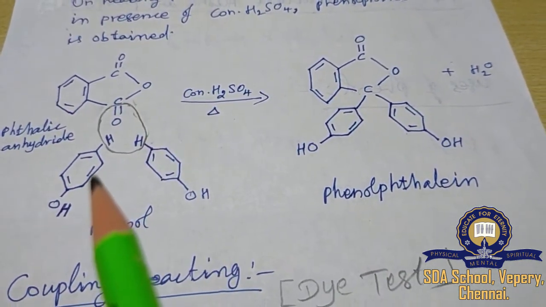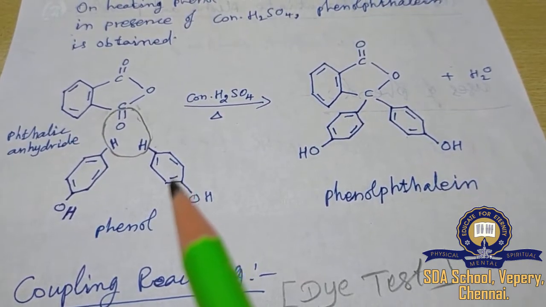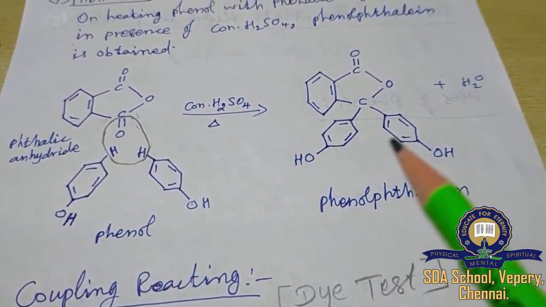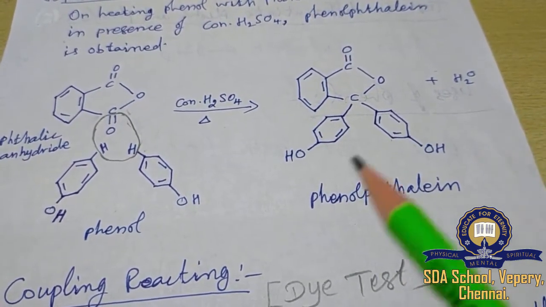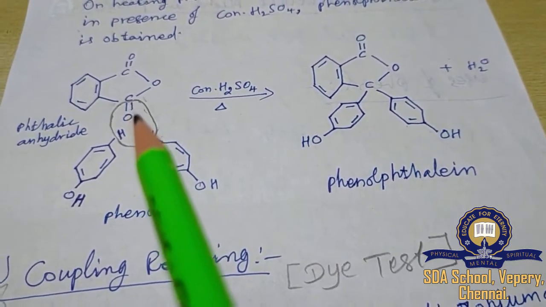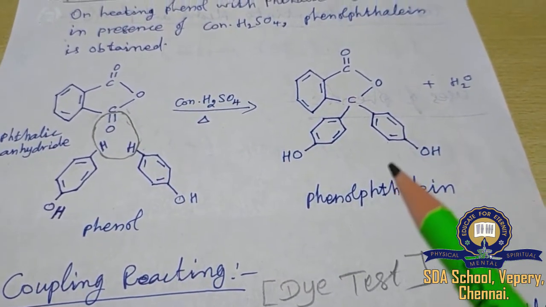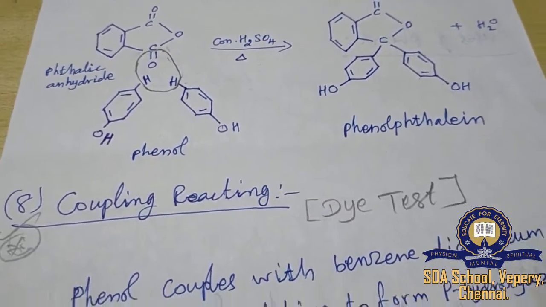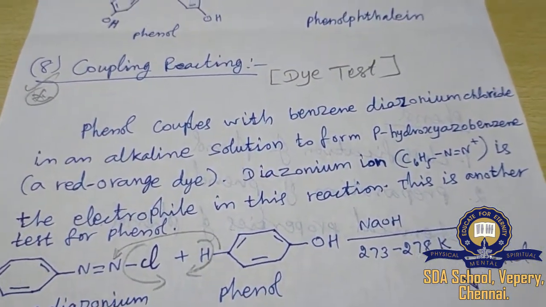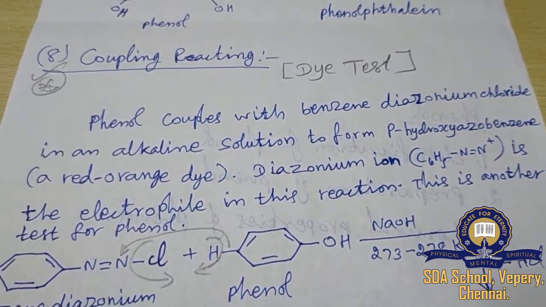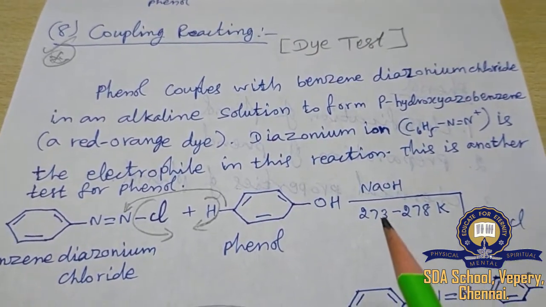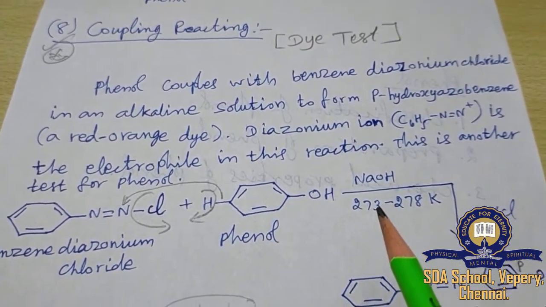The para hydrogen of the 2 benzene rings combines with that carbonyl oxygen to eliminate as a water molecule. Then the 2 phenols combine with that carbon atom to give the phenolphthalein compound. Next one, coupling reaction. This is called the dye test. This is also one of the tests to identify phenol, like bromination.